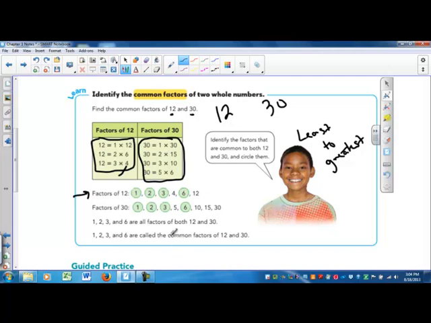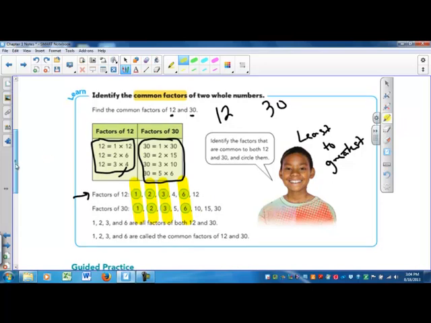Now what they're doing is identifying which ones they have in common. You can see that they have those circled. They have 1's in common, 2's in common, 3's in common, and 6's in common. So the common factors are 1, 2, 3, and 6. That's all they have in common. They don't have anything else in common. Let's go to the next one.